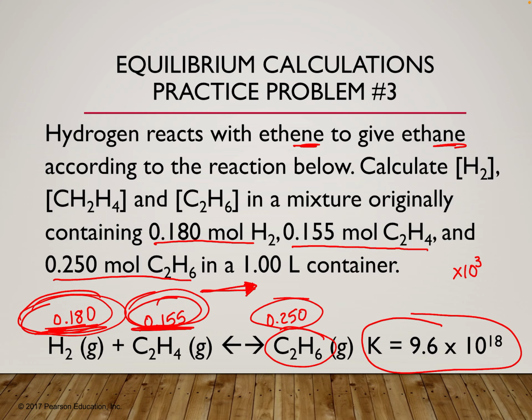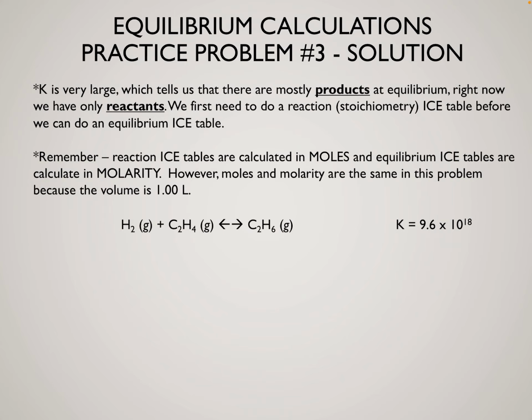The forward reaction is going to happen much faster than the teeny tiny reverse reaction until they get to this point of equilibrium, okay? So, like I said, K is super large, which tells us there's mostly products at equilibrium. And right now, we only have reactants, but we have both. We have reactants and products. And really, we need to have mostly just products.